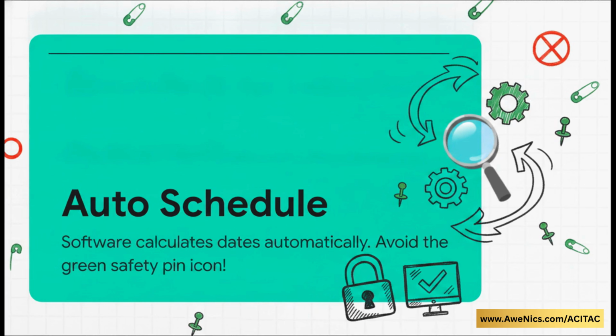But, and this is a big but, if you look under the task mode and see a little green safety pin icon, that means you're stuck in manual schedule mode. This is essentially the golden rule of MS Project setup. Avoid that manual schedule green pin at all costs. You want the software doing the heavy mathematical lifting for you. Just make sure every single row is set to auto-schedule before you do anything else.